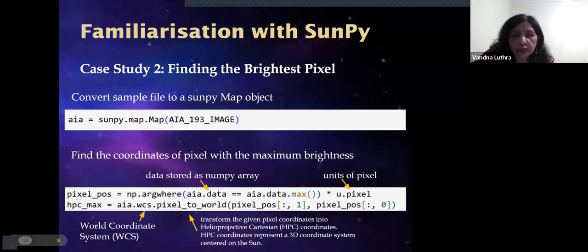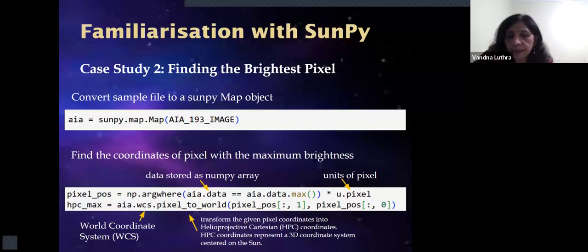So what this command is doing, this command will use the data stored as a numpy array, and this has to be multiplied with the units of pixel because the next line uses u.pixel for the further processing. In this case, we have to find the coordinates of the pixel with the maximum brightness. And this command, aia.data.max, is actually searching the data for the maximum pixel and storing it in pixel_pos after multiplying it by u.pixel.